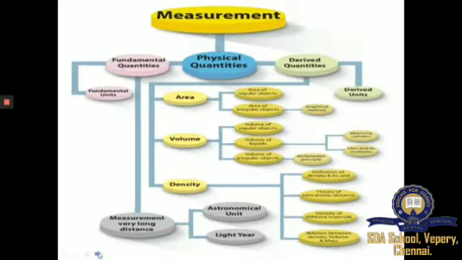Under volume, we have volume of regular objects, volume of liquids by measuring cylinders, liter and its multiples. Then under volume, we have volume of irregular objects, that is by Archimedes principle. Under density, we have definition of density and its unit, theory of interatomic distance, density of different materials, relation between density, volume and mass. In this class, we will be dealing with area and volume.